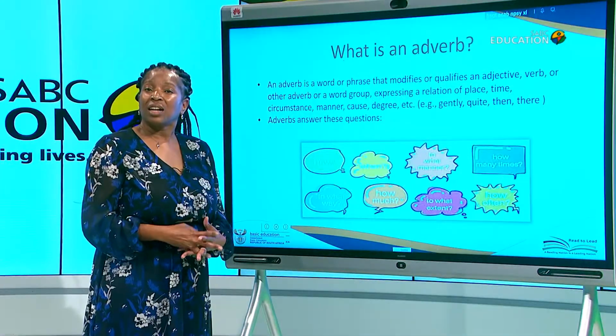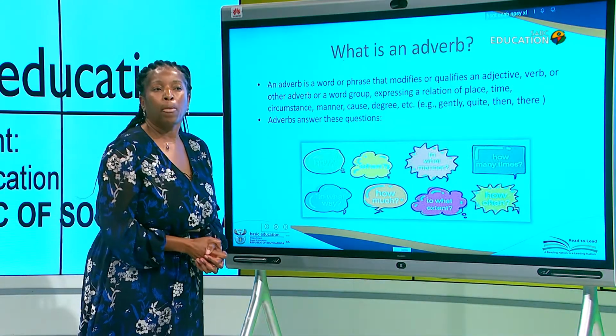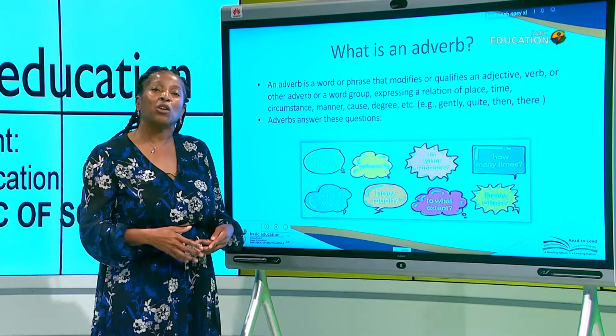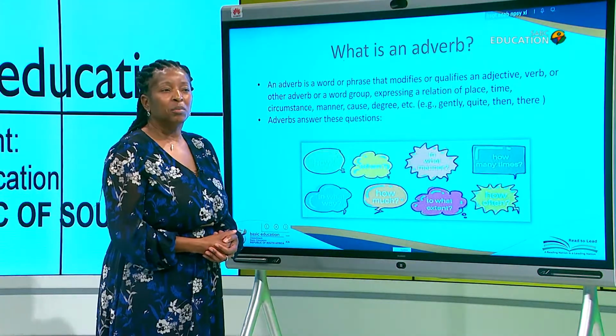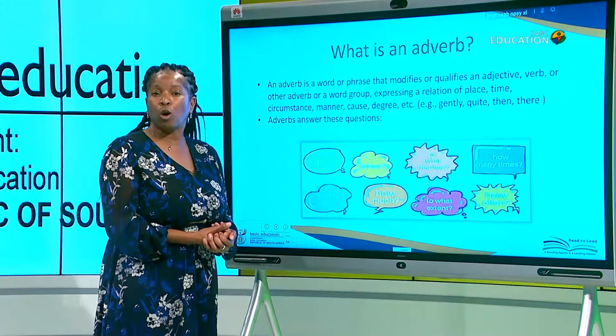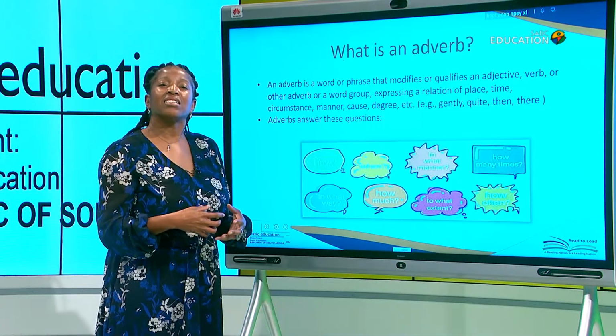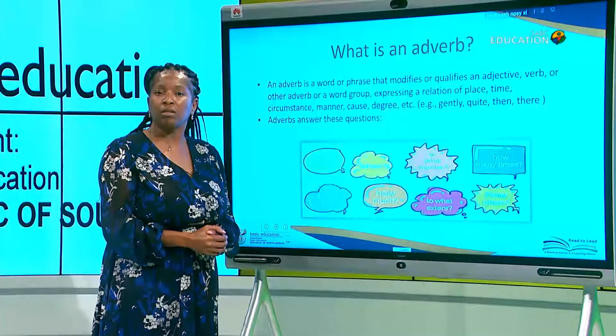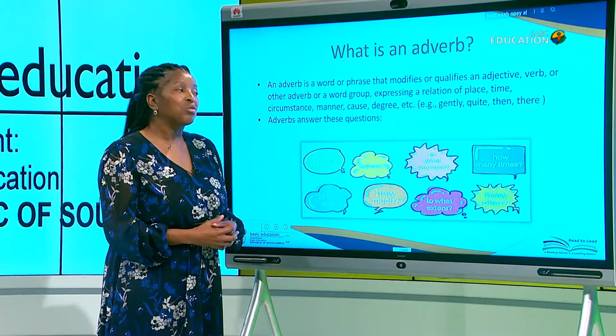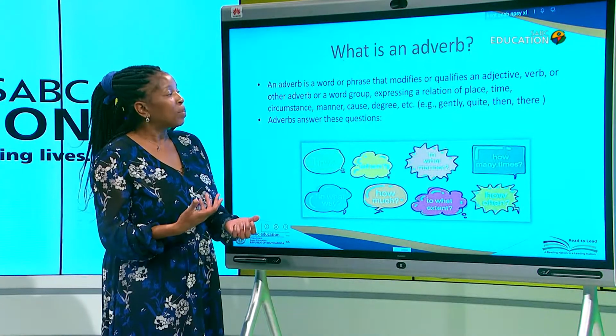There are different types of adverbs. Please note in your classes you may only have been told of 3, but there's actually quite a few more. We've got adverb of manner. This tells us how something happened. We have an adverb of a place.